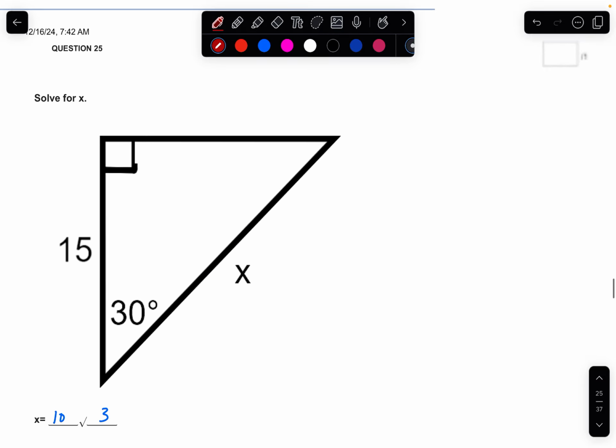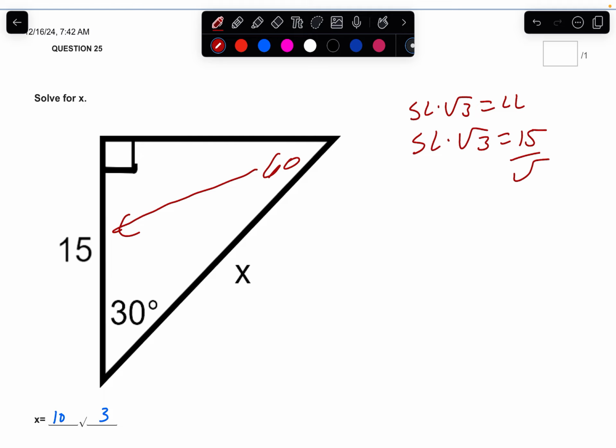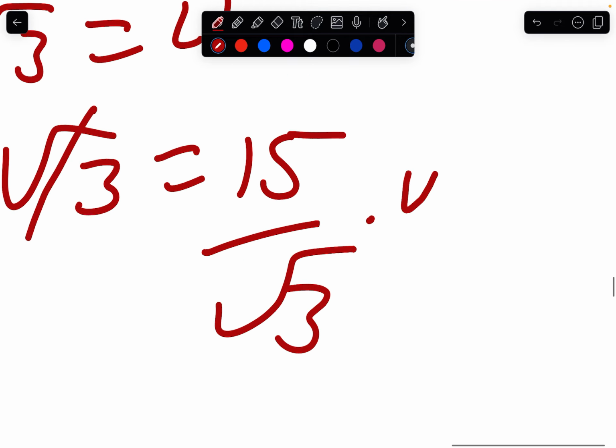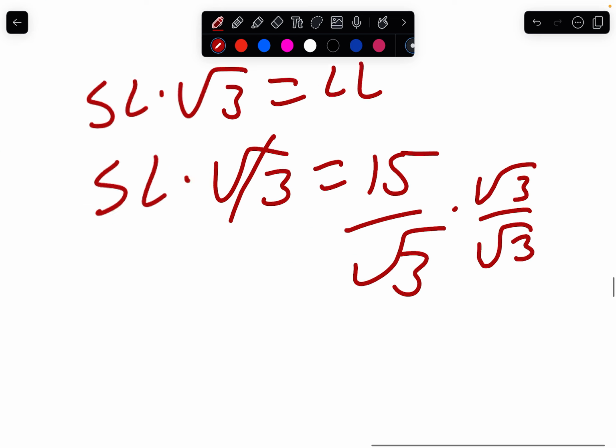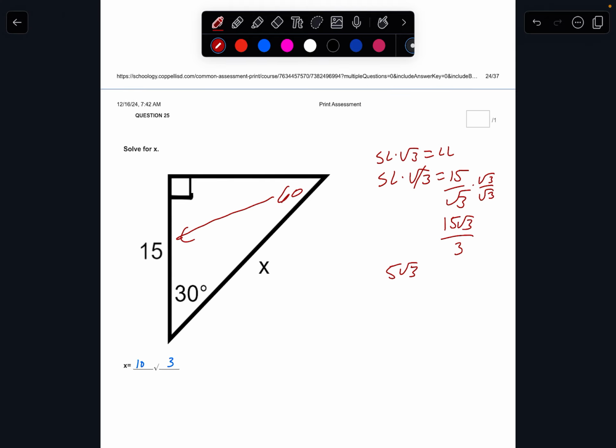All right, 30, 60, 90 rules. We have the side across from 60 this time. So remember that the short leg times root 3 equals the long leg. So the short leg times root 3 equals 15 because the long leg is what we have this time. So we have to divide off the root 3 to cancel it out. We've been practicing. We try real hard to do this in our head. This is what it looks like. So you would have 15 root 3 over whole number 3, which is 5 root 3.